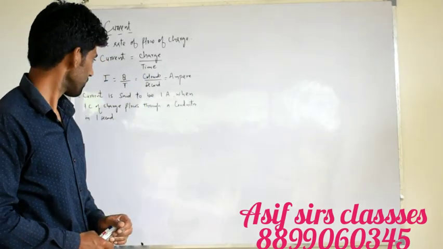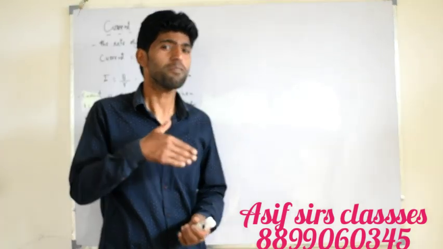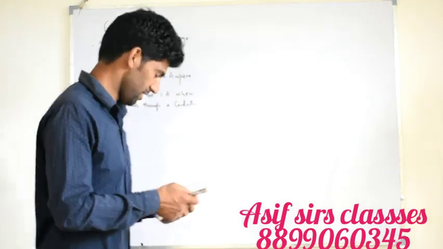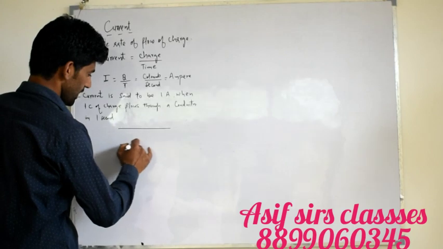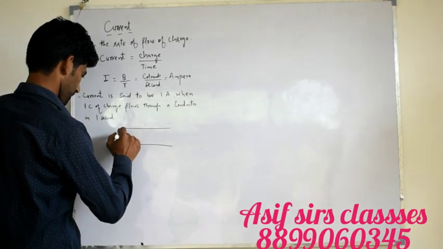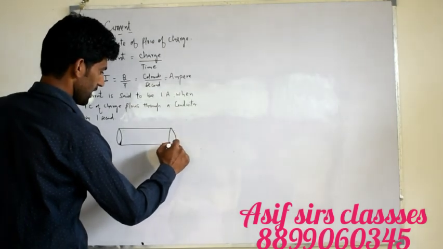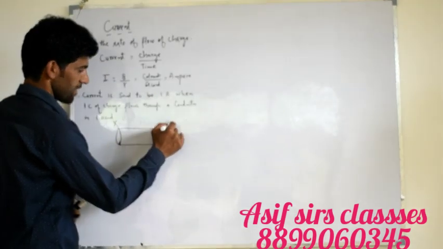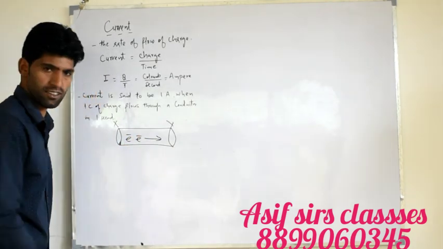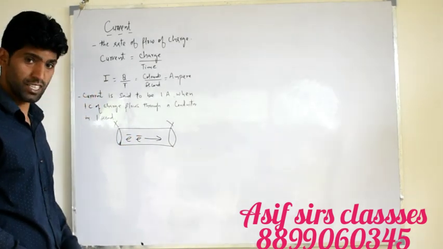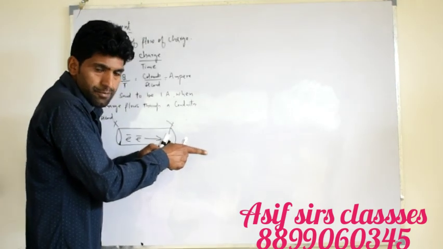Okay? Now, there is some convention. Have a look here. Suppose this is a conductor, X and Y. And here electrons are moving in this direction, from X to Y.